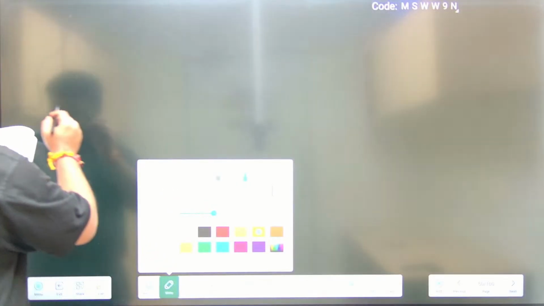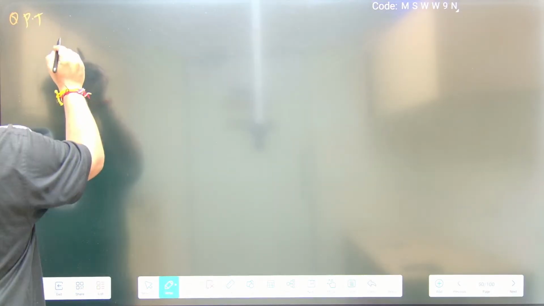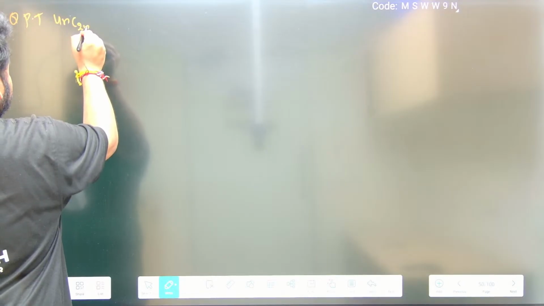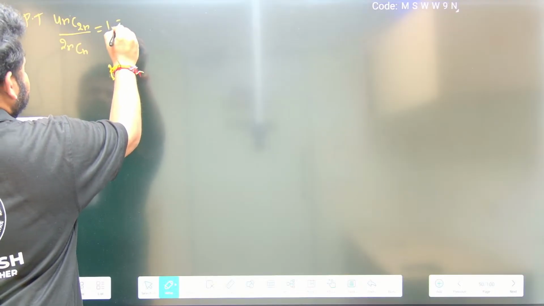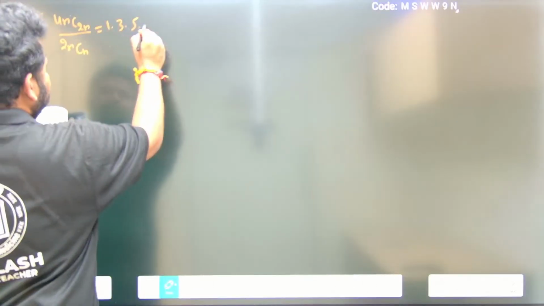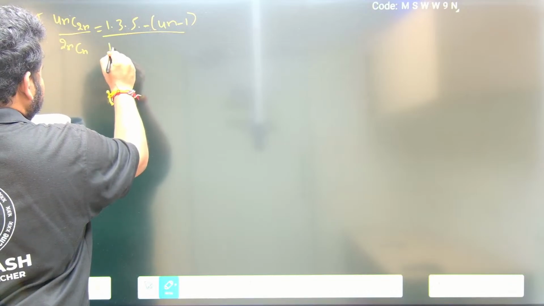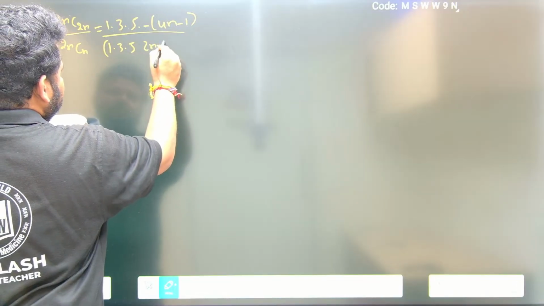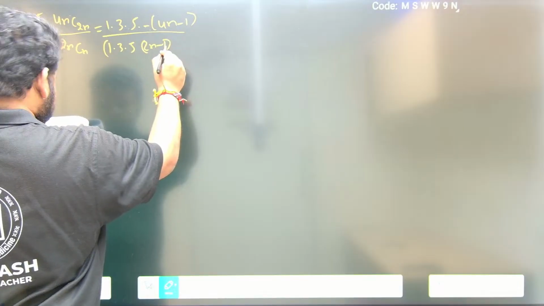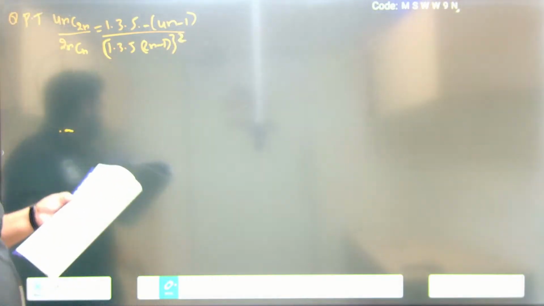What is the question that is given? Observe carefully. The question is: prove that 4n C 2n divided by 2n C n is equal to 1·3·5 up to (4n minus 1), divided by the whole square of 1·3·5 up to (2n minus 1). We have to prove this.